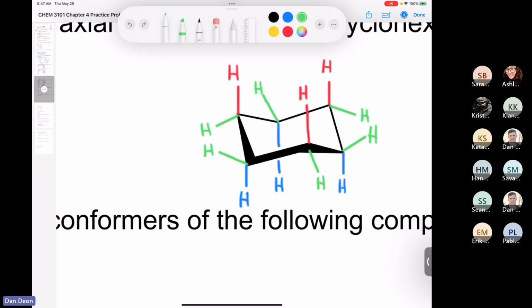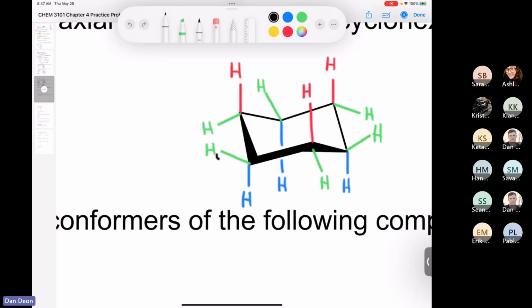And then we have 1, 2, 3, 4, 5, 6. We have three of them that are pointing up and three of them that are pointing down, right? So if I put a little U, this one's pointing up, this one's pointing up, and this one's pointing up. This one's going down, this one's going down, and this one's going down. So remember that axial and equatorial alternate. And also remember that if we have three protons pointing up, then we have three pointing down, whether it's axial or equatorial.